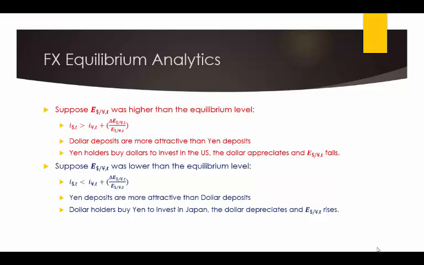Similarly, if the dollar-yen exchange rate was lower than the equilibrium level, then the dollar converted rate of return on the foreign asset is greater than the US rate of return, and yen deposits are now more attractive than dollar deposits. Dollar holders will seek to buy yen in order to invest in Japan, and this will cause the dollar to depreciate so that the dollar-yen exchange rate rises until interest parity is restored.